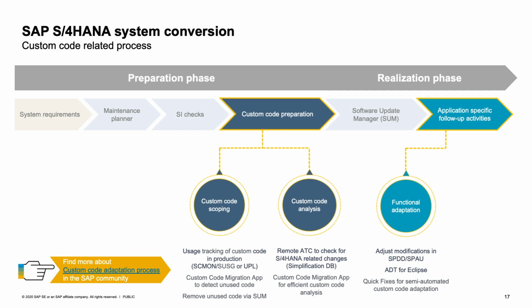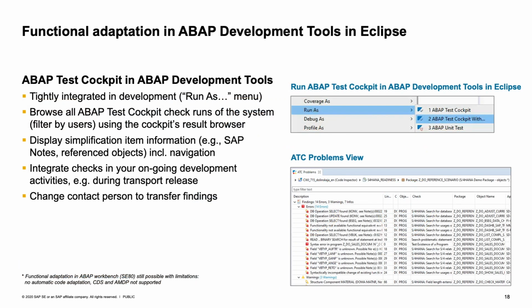After you have the new S/4HANA software in place, it's time to do the functional adaptation, and the tool of choice is ABAP development tools in Eclipse, and we also offer quick fixes for the automated adaptation activities. ABAP Test Cockpit is fully integrated into ABAP development tools in Eclipse. You can just select your custom code objects and use the context menu Run As ABAP Test Cockpit to execute ABAP Test Cockpit over them.